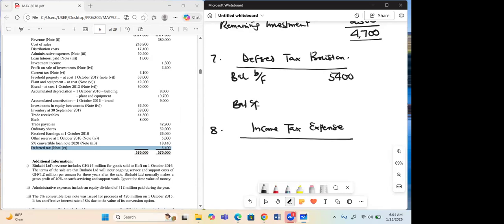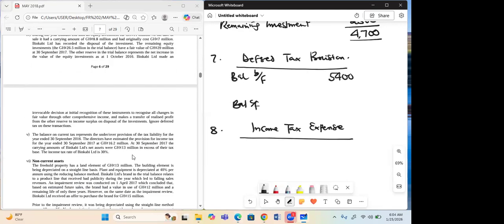Now, the closing balance is the temporary difference they've given you times the tax rate. So the question gave you a temporary difference of what? Yes, 13,000. So 13,000 times 30%, at the 30% tax rate, which will give you what? Yes, 3,900, right? The decrease in tax, which will be charged to what? P&L, right? So the decrease is what? 1,500, right? Yes, 1,500.